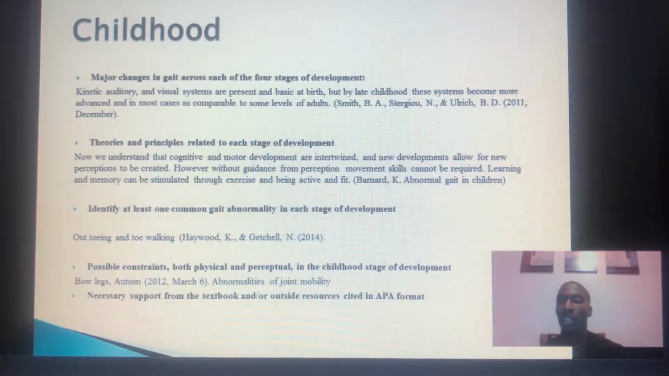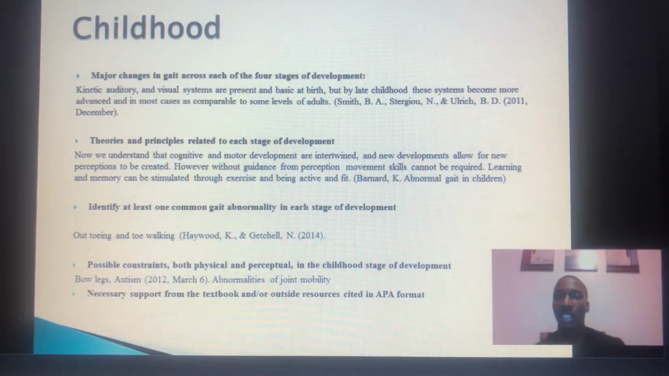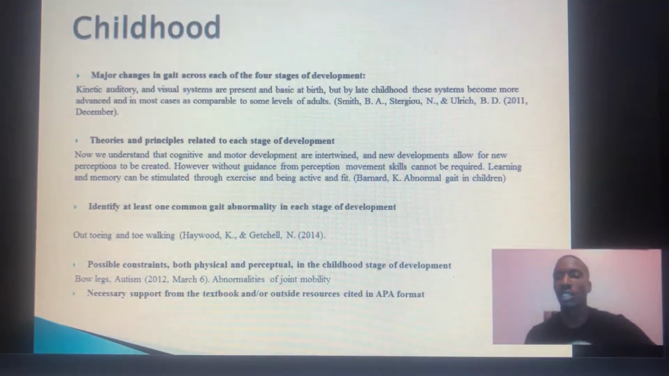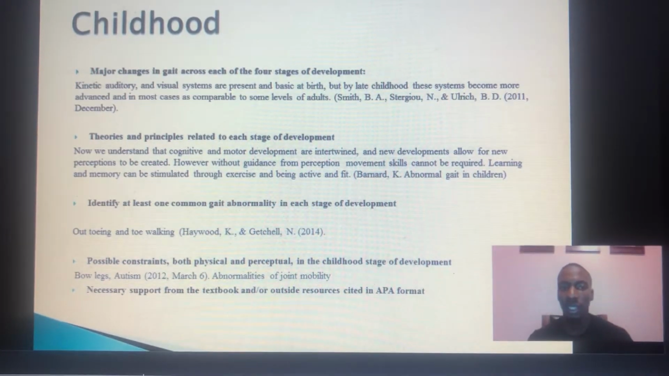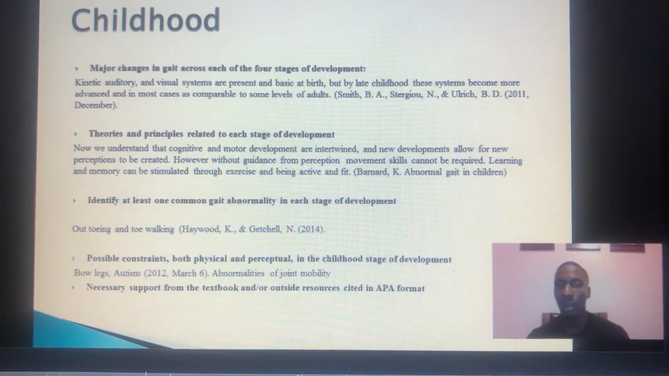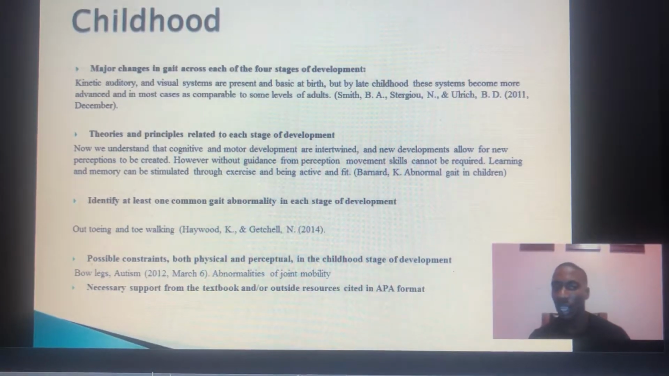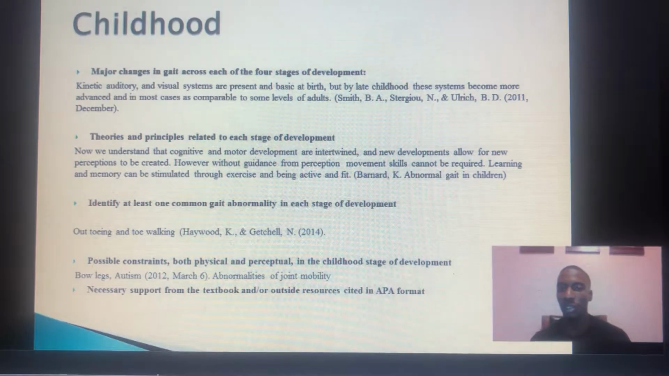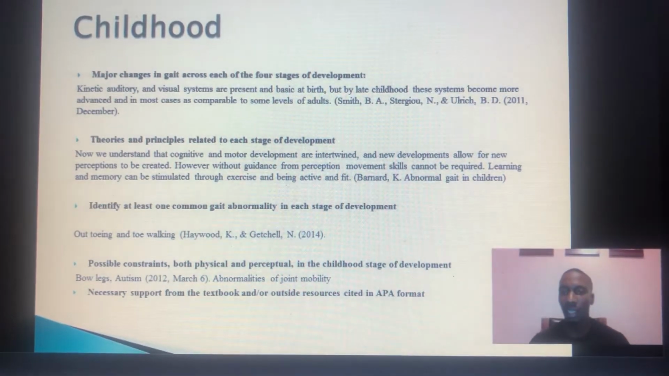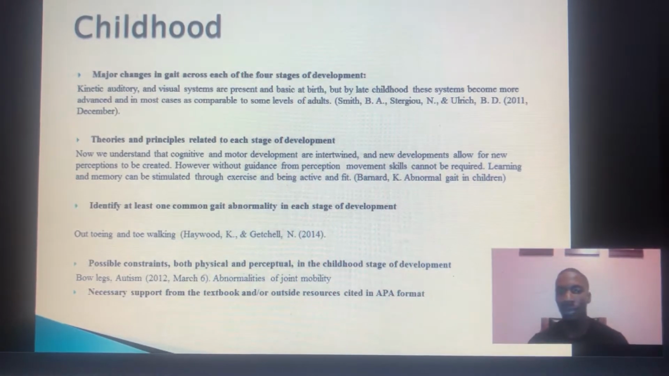So moving on to the next phase, which would be childhood. Major changes in gait across each of the 4 stages of development would be that kinetic, auditory, and visual systems are present and basic at birth, but by late childhood, these systems become more advanced, and in most cases, some of them are comparable with some levels of adults, according to Smith, Strigue, and Ehrlich of 2011.